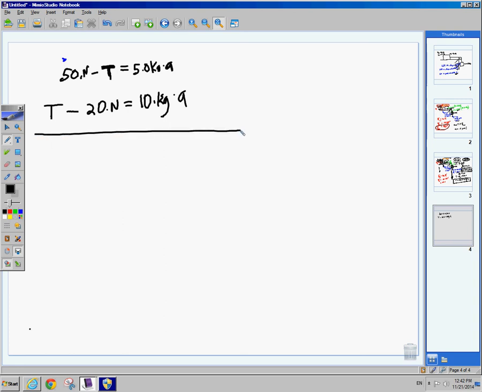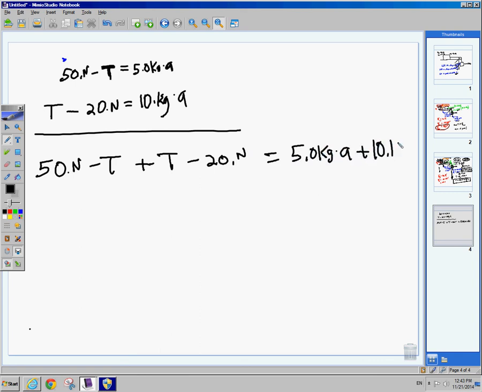Because if you add the equations together, what's going to happen on the left-hand side? The T's are going to cancel out. I'll write the whole thing out. Normally you wouldn't, but I'll say 50 newtons minus T plus T minus 20 newtons, that's adding the two left-hand sides, equals 5 kilograms times A plus 10 kilograms times A. And these T's are going to cancel out. 50 minus 20 is 30. 5A plus 10A is 15A.